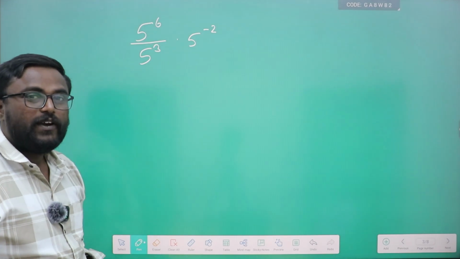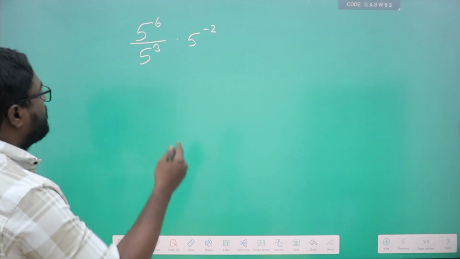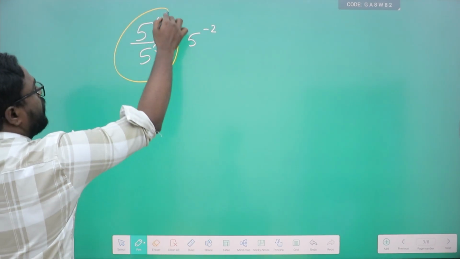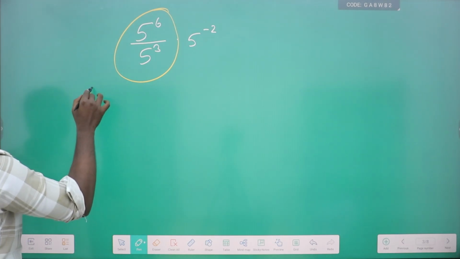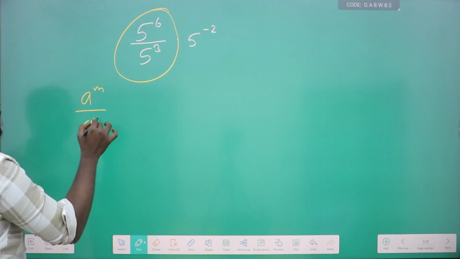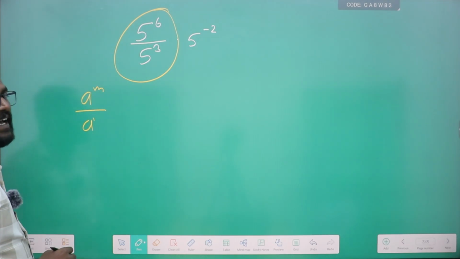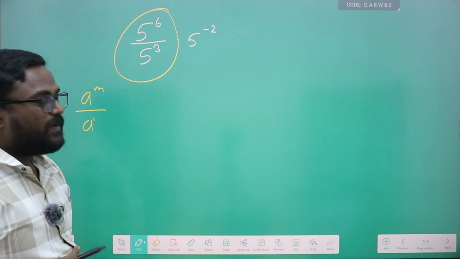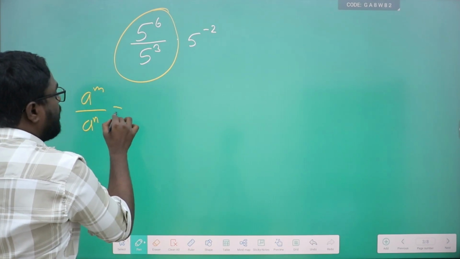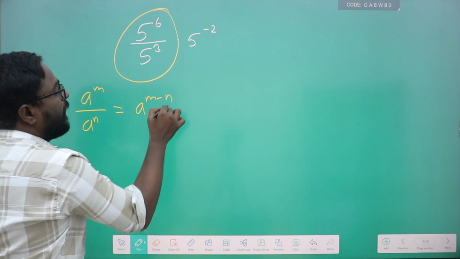We will have to apply 2 to 3 laws over here. So let's say the first law that I am going to solve is this one: a to the power m divided by a to the power n. So what do we have? A to the power m divided by a to the power n is equal to a to the power m minus n.